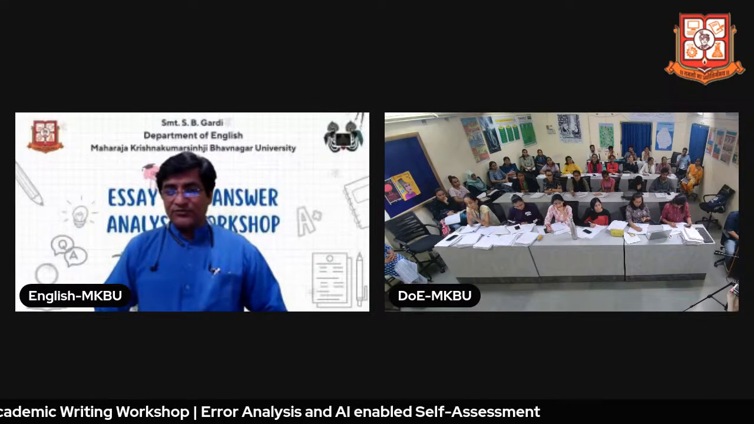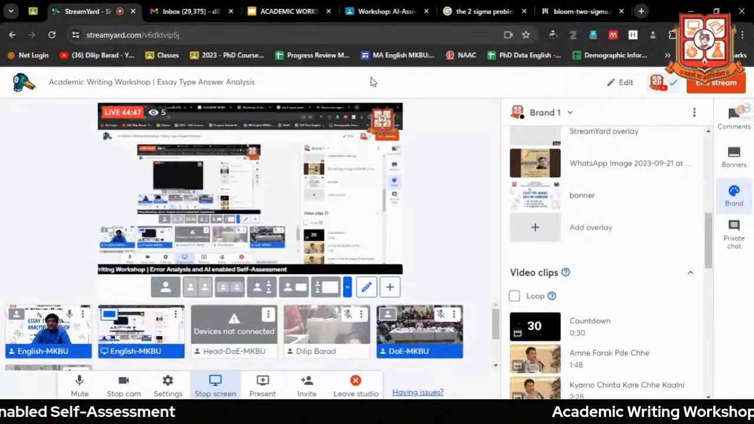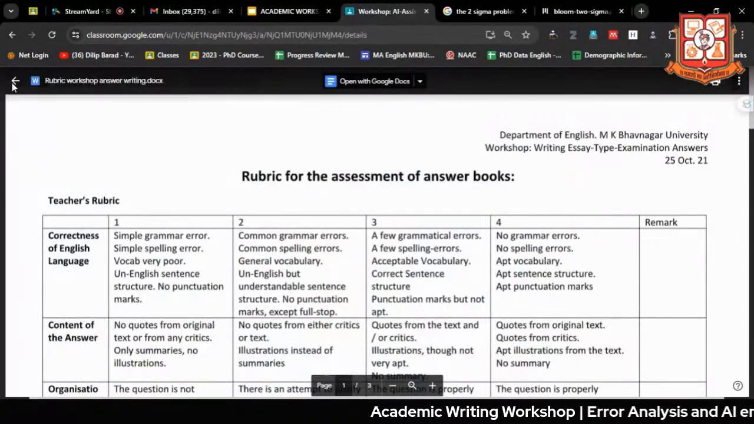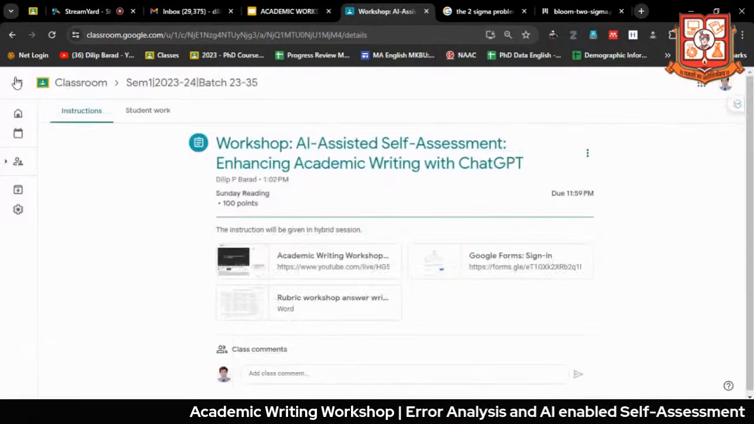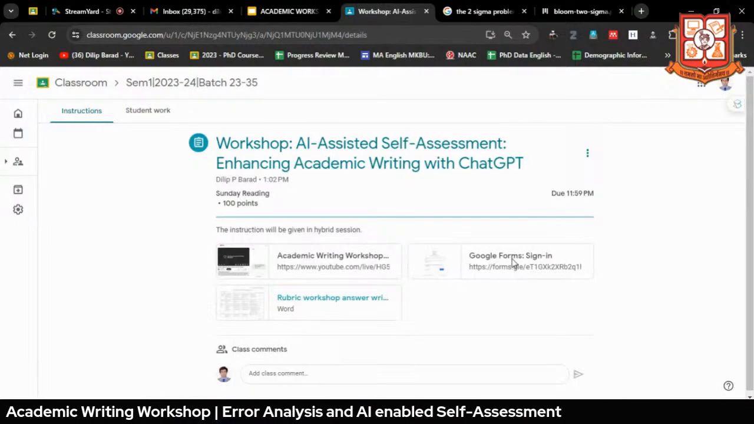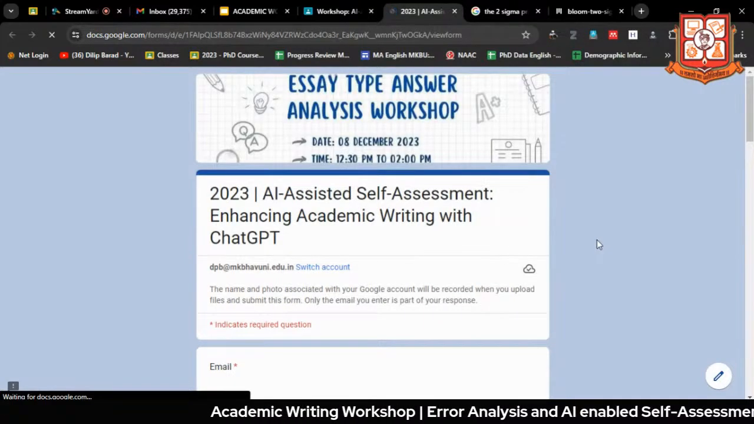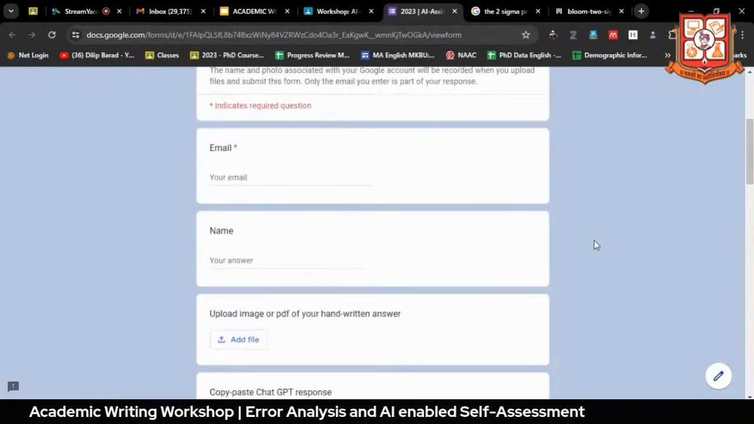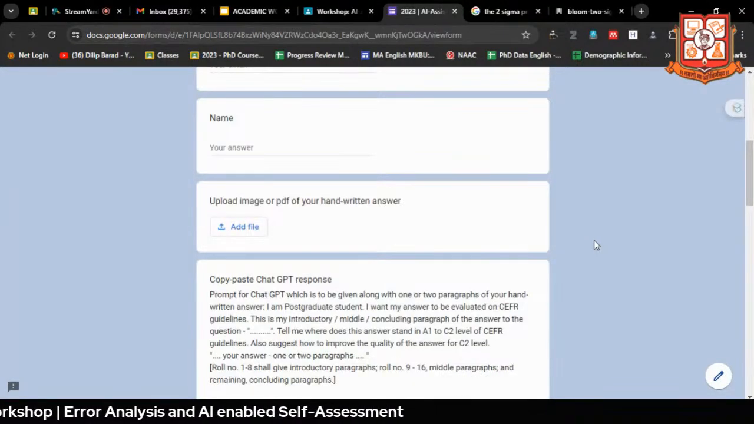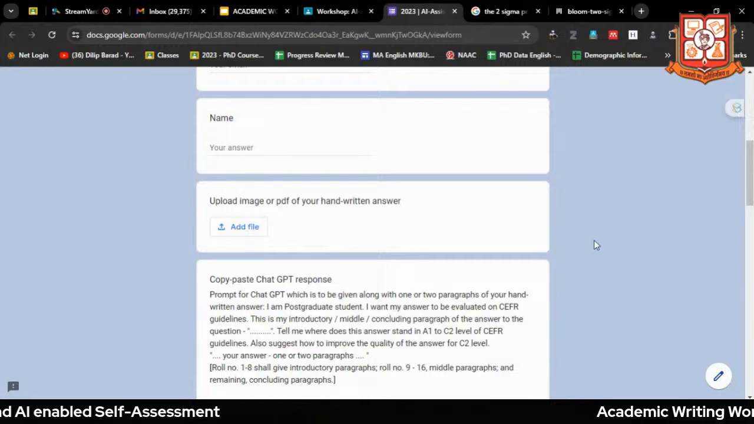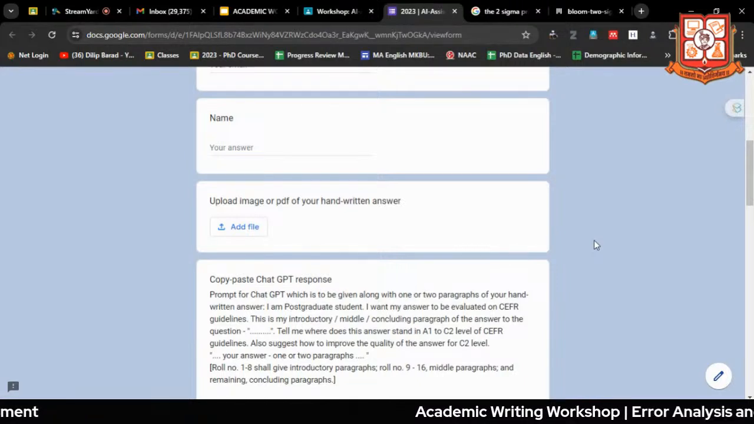So what we have devised, what we are planning to do here is something like this. In the Google Classroom, we have put the other links, like there is one Google form given there. And this will explain what you are supposed to do as a part of the workshop activity. Okay, so here, first of all, you will have to upload the image of the answer on which you are going to work today. We have divided you into 3 parts. Likewise, you will work.